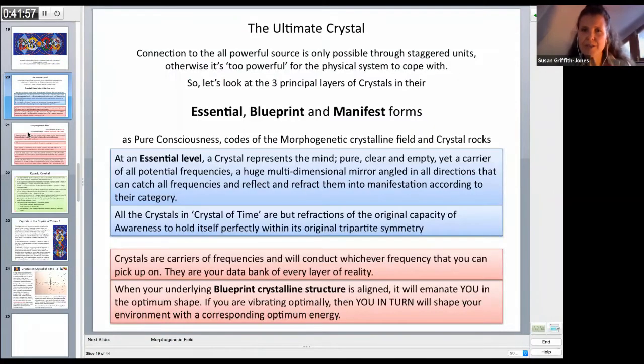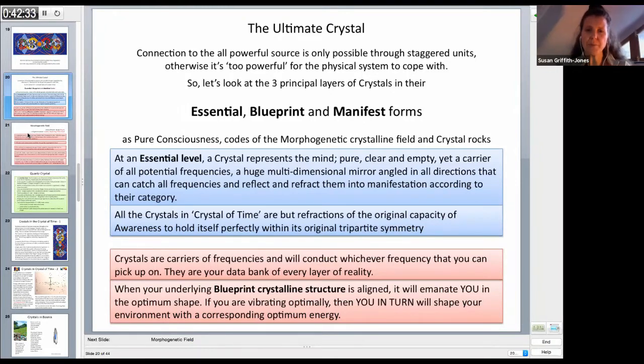So now it was time for me to have a really in-depth look at the meaning of the crystal. So the connection to the all-powerful source is only possible through staggered units, otherwise it's too powerful for the physical system to cope with. For example, you wouldn't plug your household kettle into the main electric power station because it would just blow it up. So there has to be kind of an incremental step-by-step transition from the ultimate state to the manifest state.